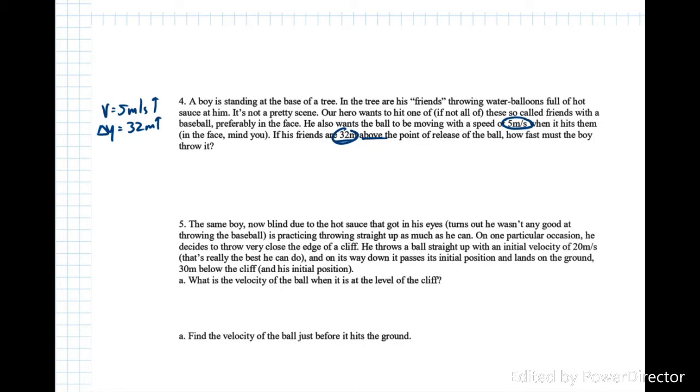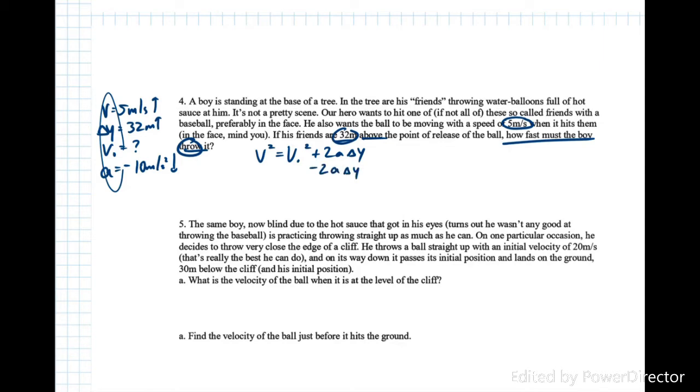We want to hit him in the face going up. So how fast must the boy throw the ball? That's the initial velocity. I don't know that. And we're throwing it, so it tells me we're in free fall, and the acceleration is 10 meters per second squared down. So I got to make it negative. The equation that has all of that stuff there is v squared equals v0 squared plus 2a delta y. If I'm solving for v0, we're going to subtract 2a delta y.